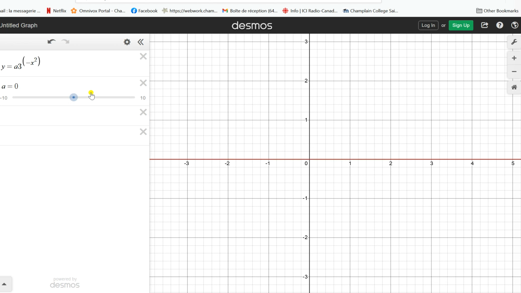And if I make a negative, then there's either a stretch or a compression depending on the magnitude of a, but there's also a reflection across the x-axis that's going to happen. So if you had points that were above the x-axis, now they're going to be found below the x-axis, and it's going to be the other way around if you have points that were initially below the x-axis on the graph of f. So you're going to have a stretch or compression and a reflection at the same time if a is negative.